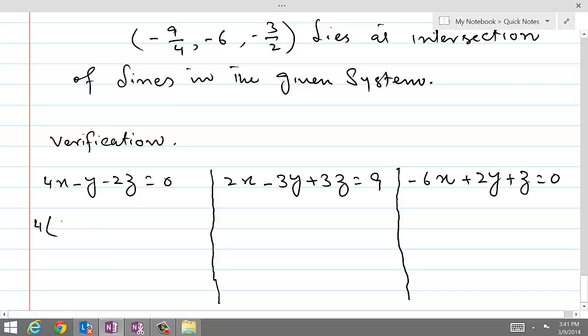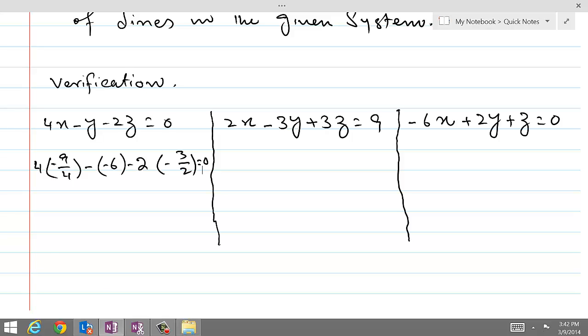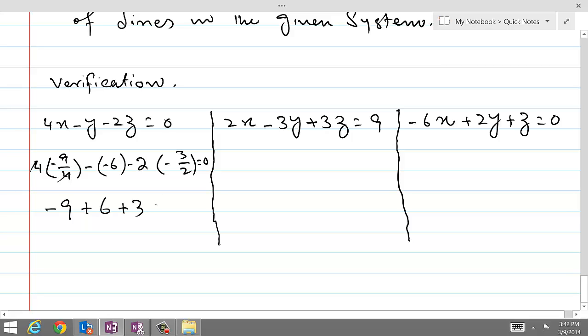This will give us 4 times minus 9 over 4 minus y, which is minus 6, minus 2 and z is minus 3 over 2, and this should be equal to 0 if this point in fact lies on the line. 4 gets cancelled with 4, leaving behind minus 9 plus 6 and plus 3 here equal to 0. This is minus 9 plus 9 equal to 0. So 0 is equal to 0. So this is verified that the point lies on line 1.